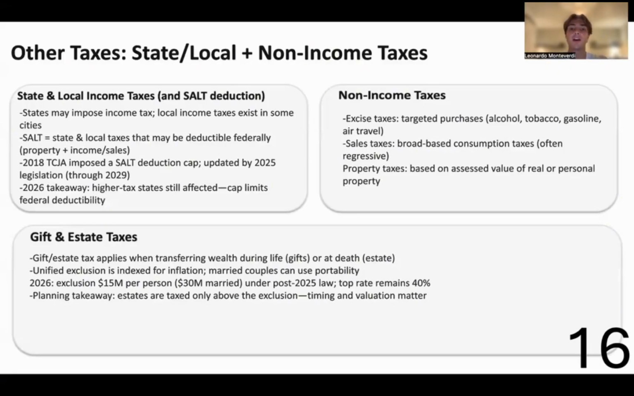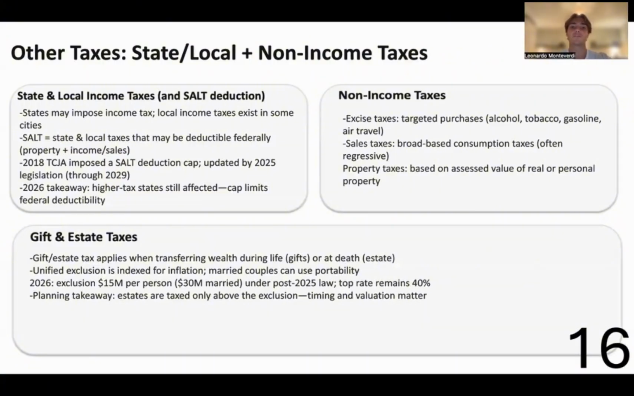Then there's non-income taxes, starting with excise taxes, which are charged on specific goods like alcohol, tobacco, gasoline, and air travel. Then there's sales taxes, which are applied broadly to purchases and are often considered pretty regressive because lower income households tend to spend a higher portion of income on taxable consumption. And then there are property taxes, which are just based on the assessed value of a real estate property or any other property.